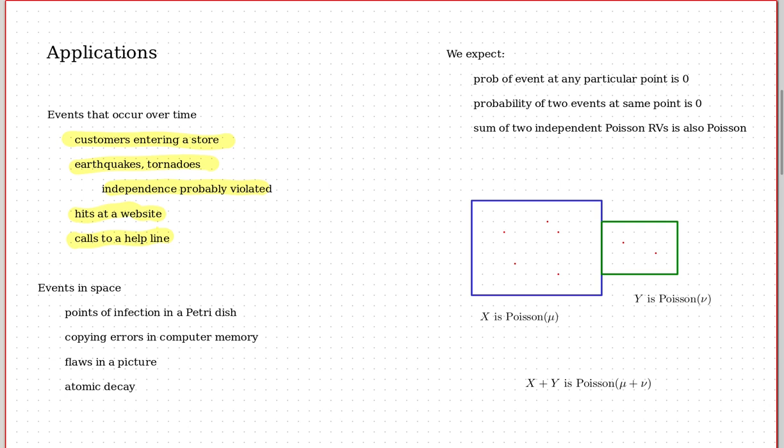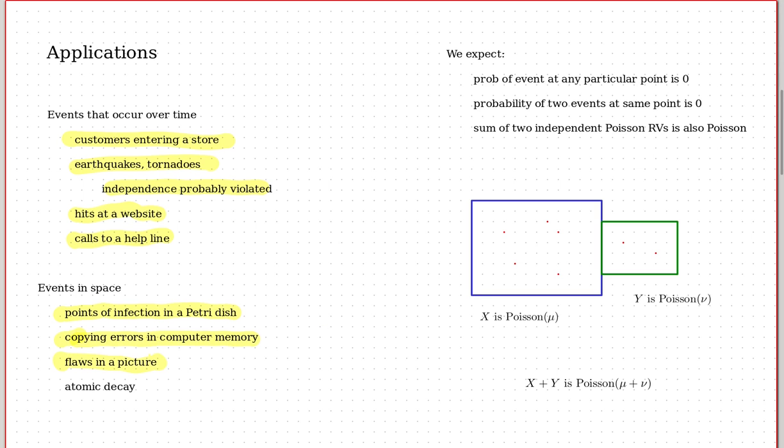Okay, but you can also use this to model events in space, right, or things that could happen at different points in space. So one example I often see here is points of infection in a petri dish. You can have cultures of bacteria or something growing in a petri dish. You get copying errors in computer memory, right, which seem to happen more or less at random. Again, I don't know whether independence might be violated in that case, but I'm guessing it's pretty random.